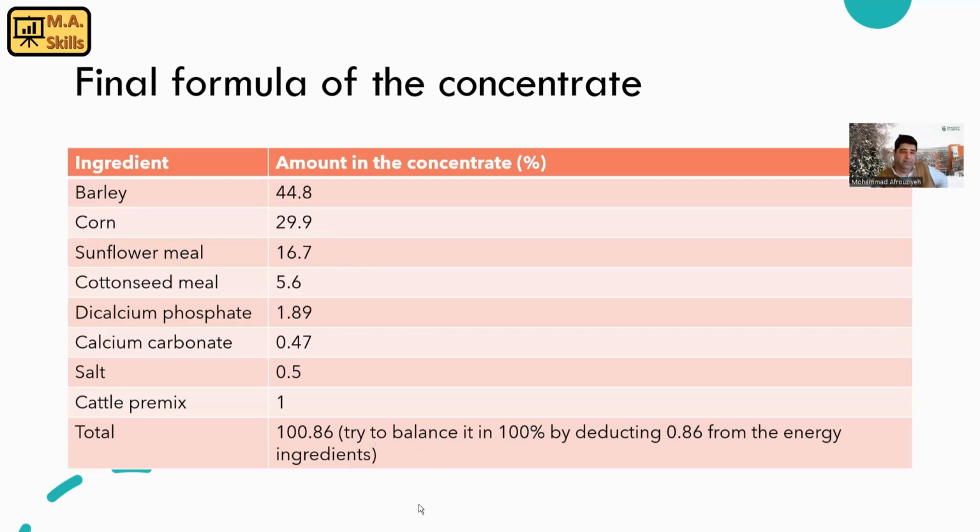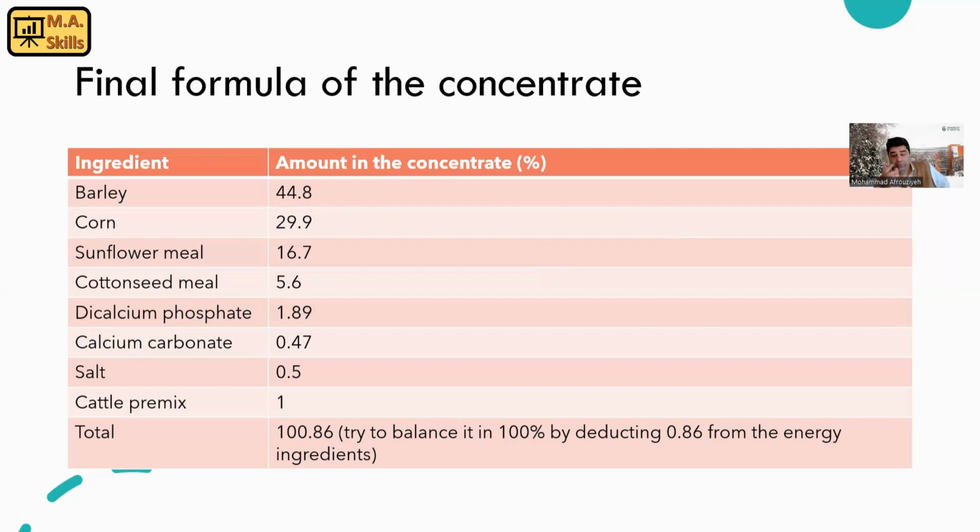So let's say if you go with 44.8% barley, it is 448 kilos per ton. So now if you want to adjust it by deducting, let's say 0.8, in that case, you need to have 440 kilos barley per ton.